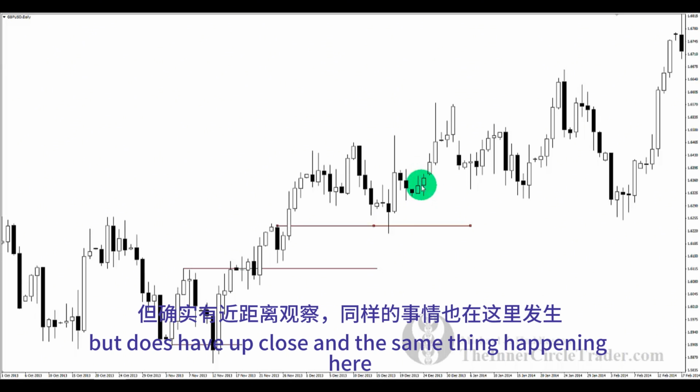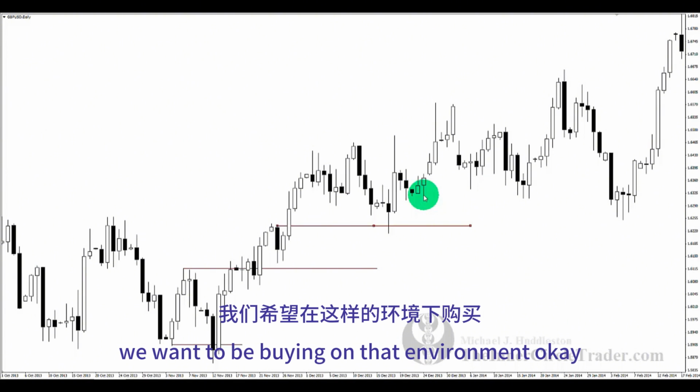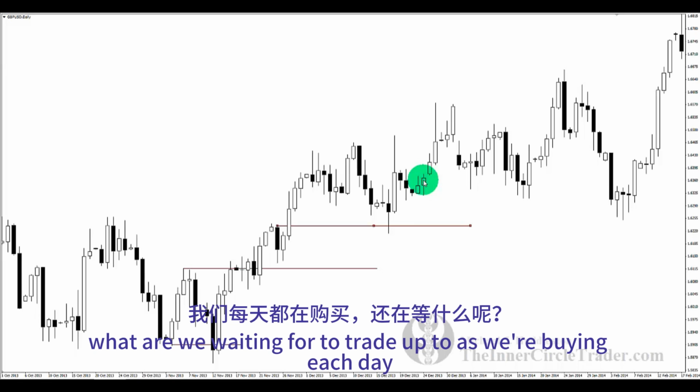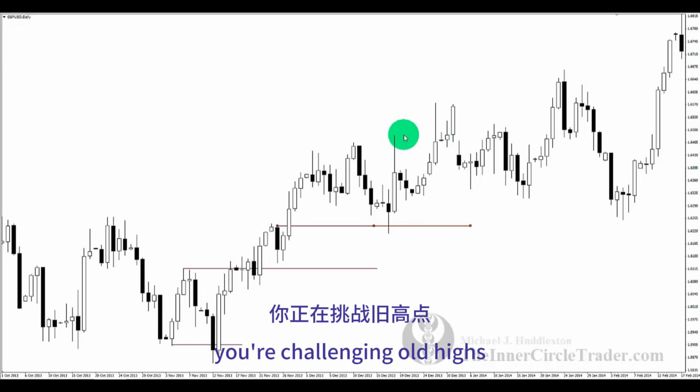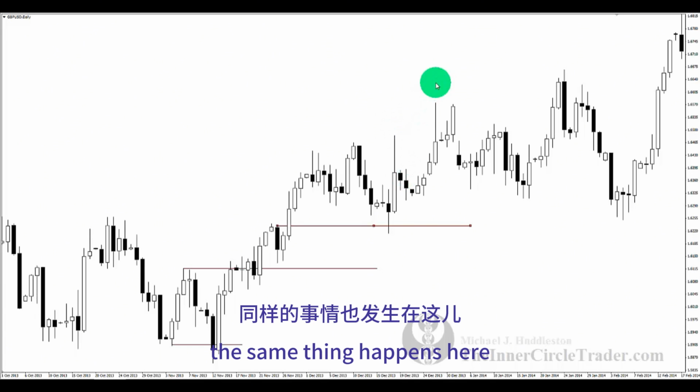And the same thing happening here. We have an opening, a down move initially. We want to be buying in that environment, and wait for expansion on the upside. What are we waiting for to trade up to as we're buying each day? Day trading, you're waiting for the high to be retested, as it does here. You're challenging old highs. That's the range you trade in for day trading. The same thing happens here.